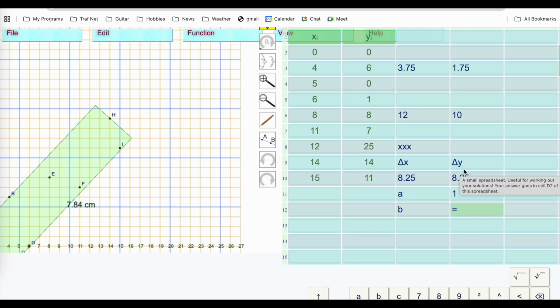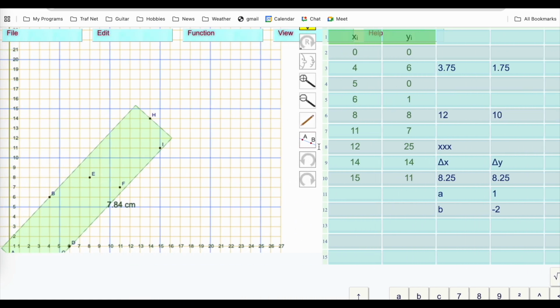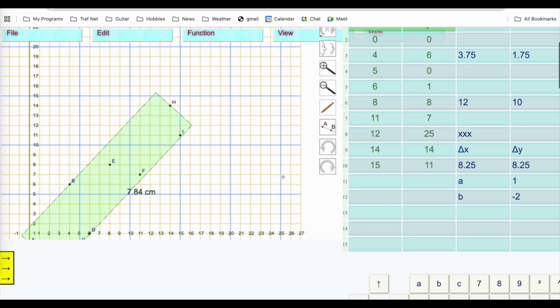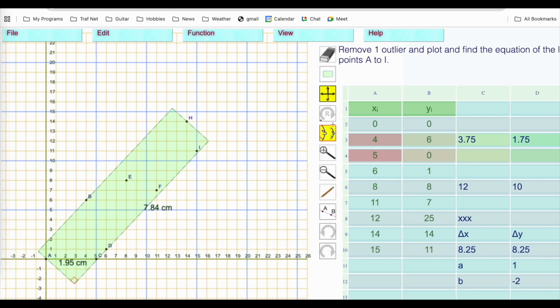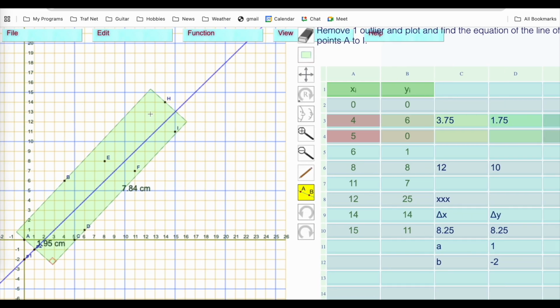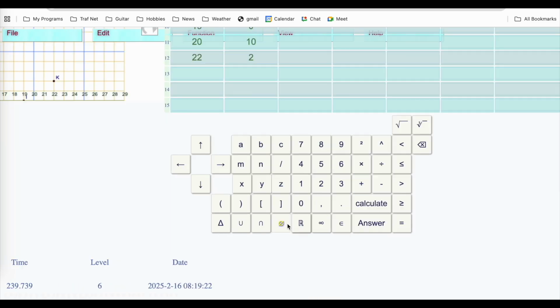B is Y minus AX. I'm taking this as my Y minus the 1 times the X value, the 12, which is the corresponding X. And that gives us -2 as the B. Our equation is Y equals X minus 2. Our outlier we said was G, capital G. Then we want to graph that line. My B is -2, a slope of 1. So there's our line of best fit that goes through all of our data. It somewhat agrees with our rectangle. G is our outlier. Our equation is Y equals X minus 2. Then we press answer to see if we're right.